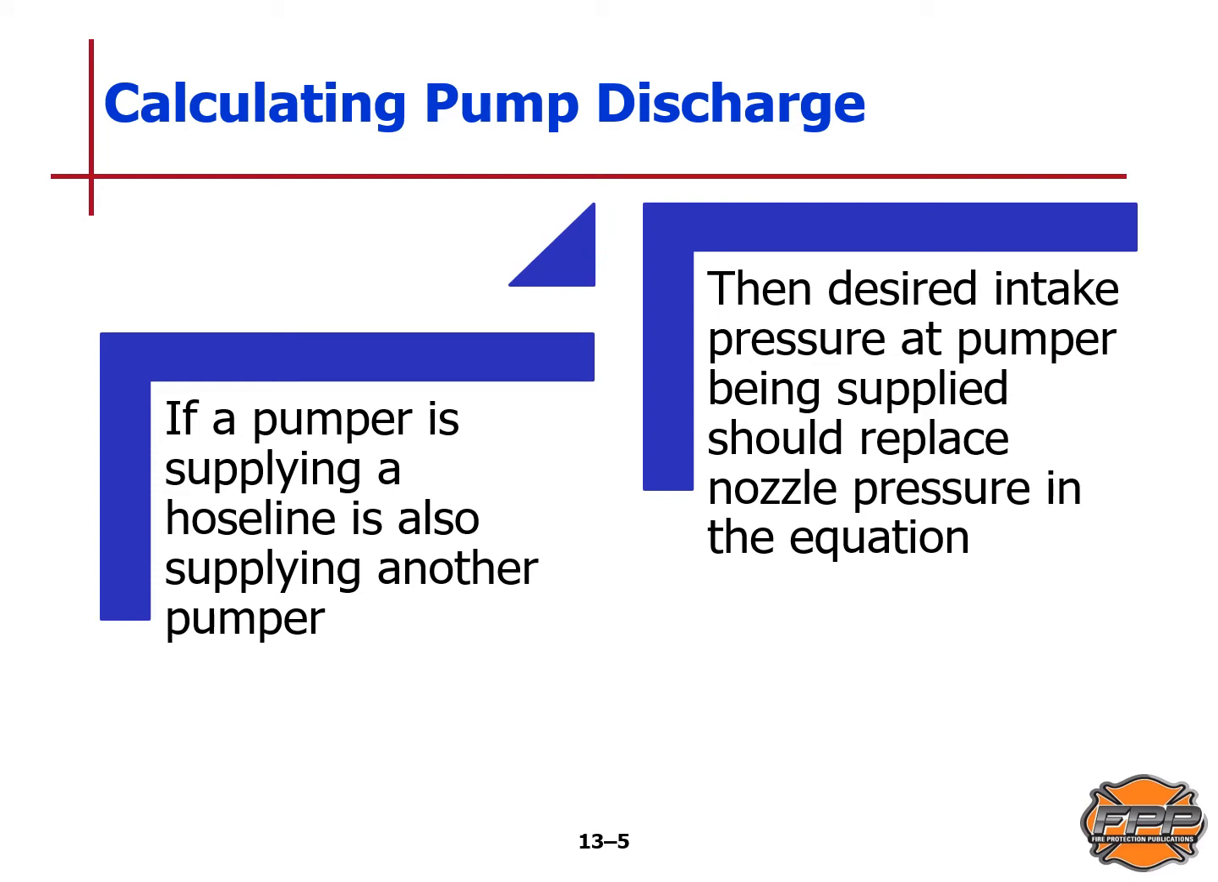If a pumper is supplying a hose line that is also supplying another pumper, then the desired intake pressure at the pumper being supplied should replace nozzle pressure in the equation.